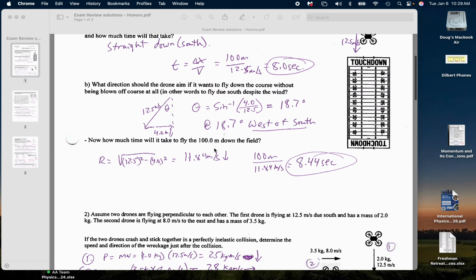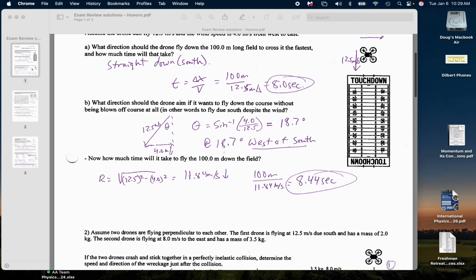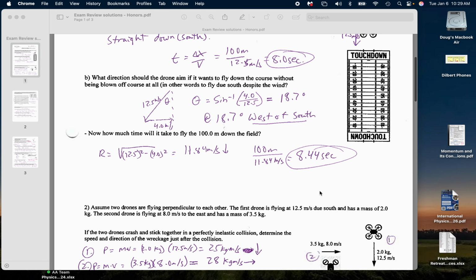Now it asks how much time it should take. If you're not aiming due south but somewhat west, this vertical part is going to be your resultant, and it's going to be a little lower than before. I use the Pythagorean theorem to get that: 11.8 meters per second. So now it's going to take a little longer, about 8.4 seconds to go down the field.